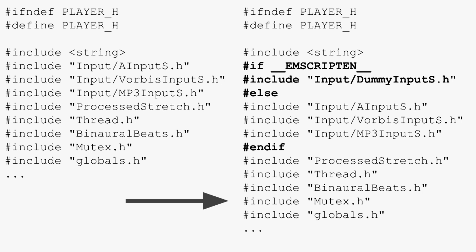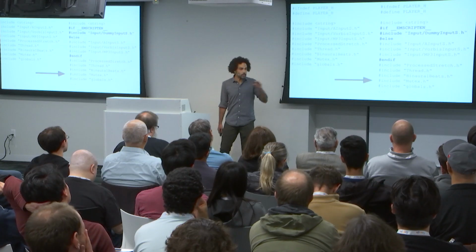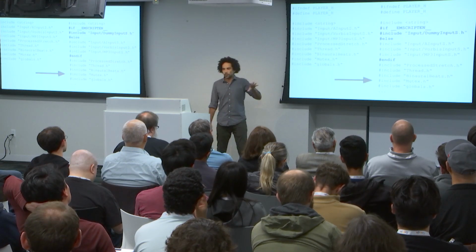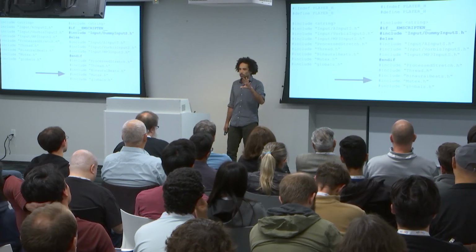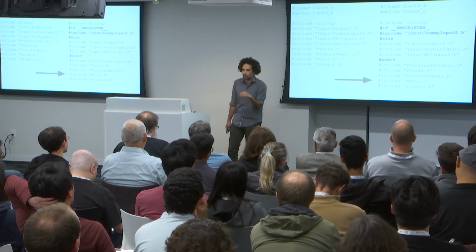So along the lines of keeping it simple, I looked at this header file, and I saw some things here. So what I found was it includes all of these different audio file formats. That's what the A input is. That's what the Vorbis input is. That's what the MP3 input is. Rather than actually porting these, I thought, well, you know what? Let's do something even simpler. These are all actually an interface. They all follow the same interface. I can just implement my own dummy interface.